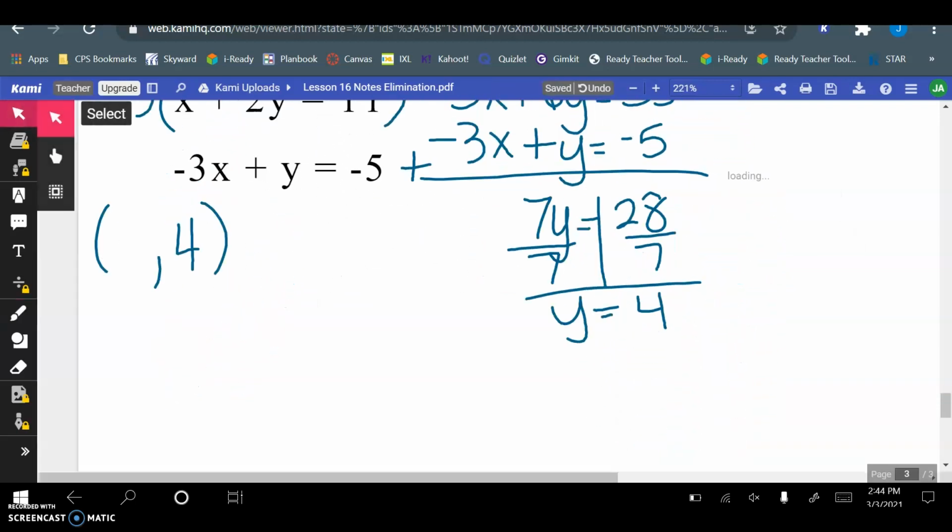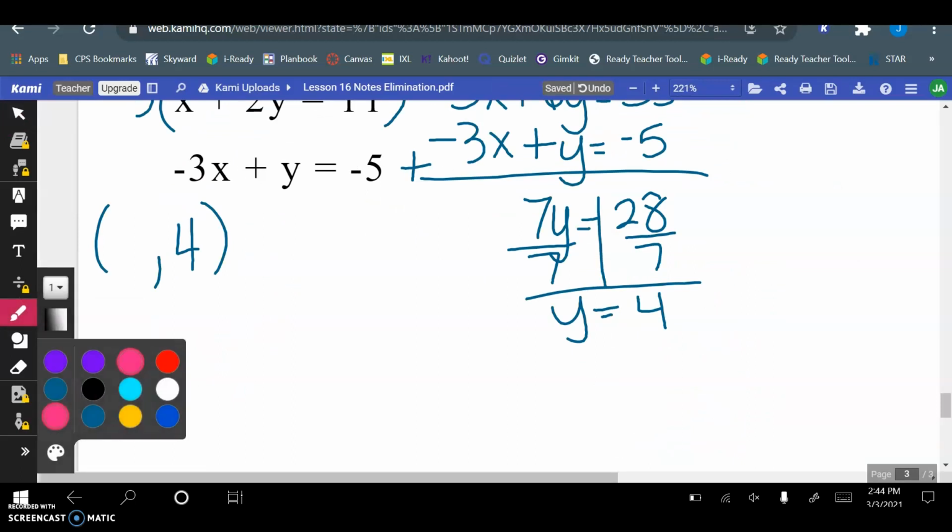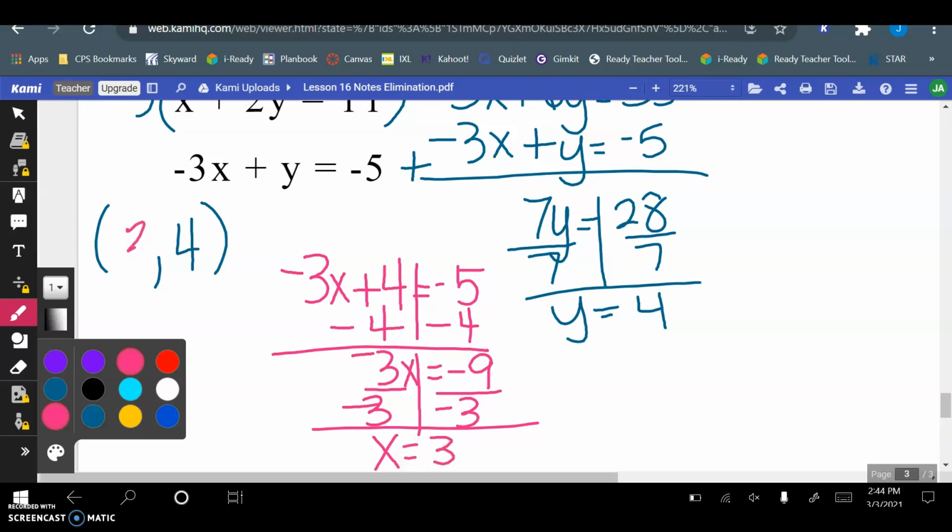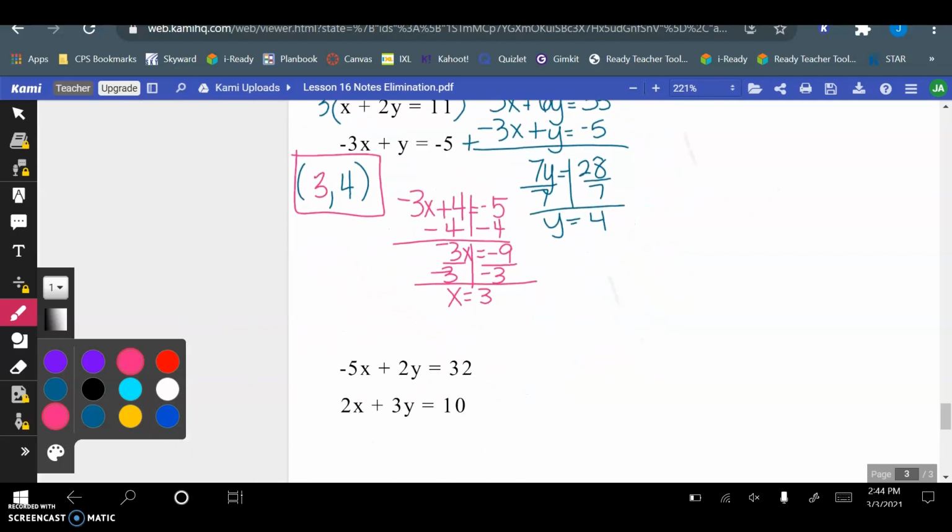Then I'm going to plug that 4 back into one of the other equations. I'm going to pick the bottom one. So I'm going to have negative 3x plus 4 equals negative 5. I'm going to minus 4. So negative 3x equals negative 9. Divide by negative 3. So x equals 3. And these would also cross at 3, 4.